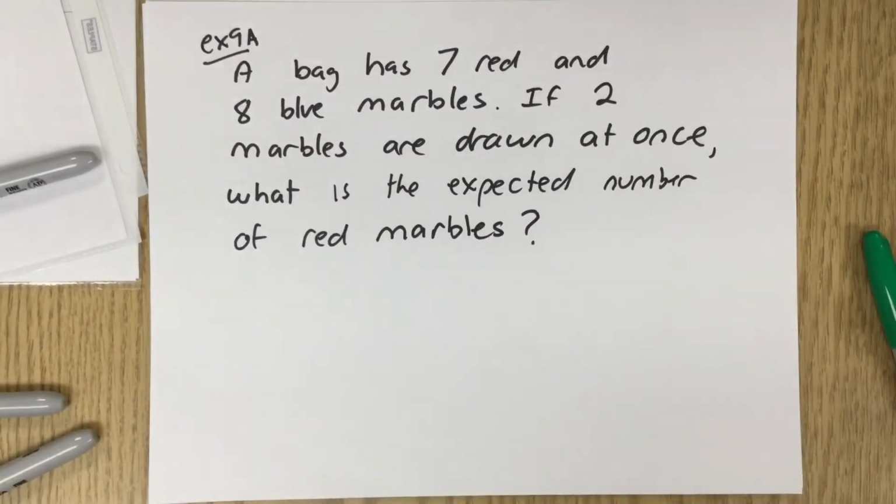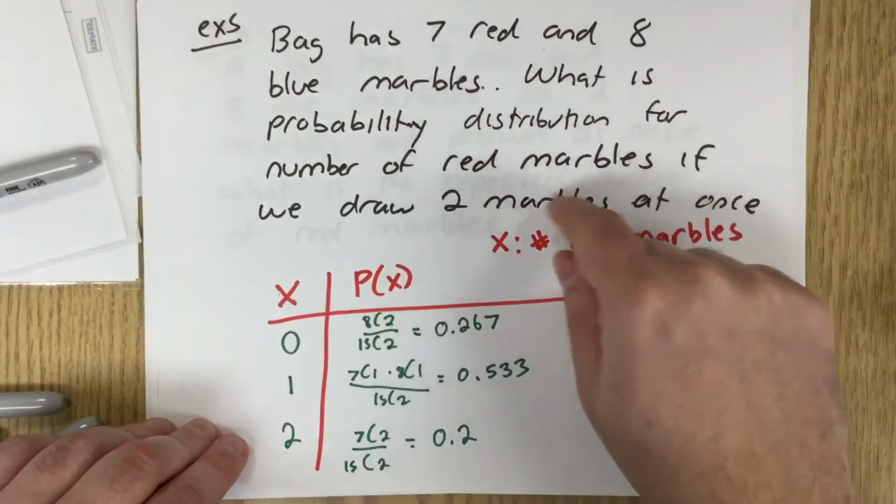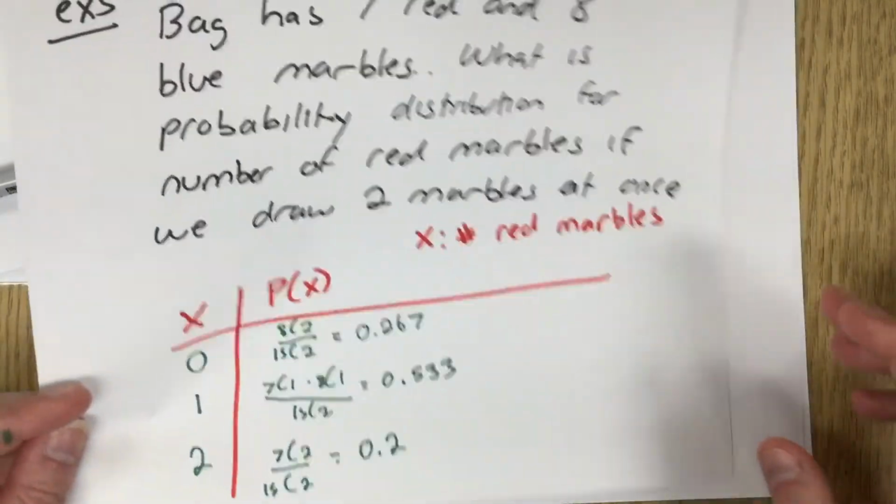A bag has 7 red and 8 blue marbles. If 2 marbles are drawn at once, what is the expected number of red marbles? I'm cheating a bit here. What I did was I copied the example that I did before because I didn't feel like doing the math again. So this is copied from the probability distribution lesson.